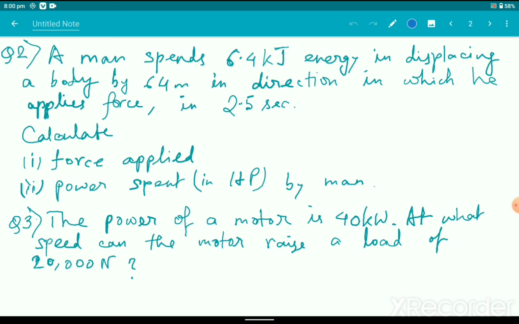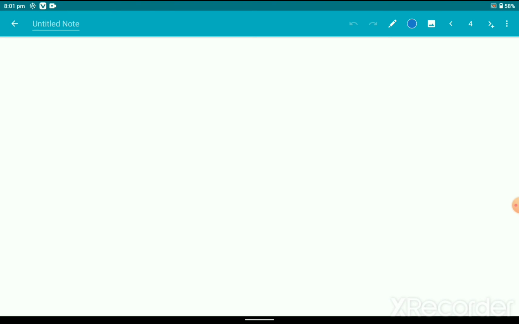Question number 2 says that a man spends 6.4 kilojoule of energy in displacing a body by 64 meter in the direction in which he applies the force. So obviously you can understand one thing, that the direction of displacement and the force is the same, so the angle theta is 0 degree. It is clear. Let us first of all write the given information. So this is solution number 2.